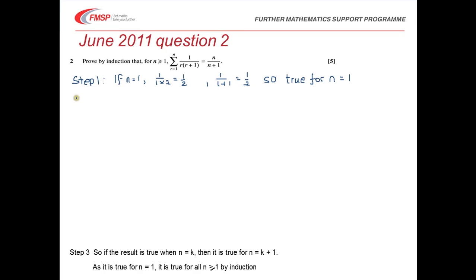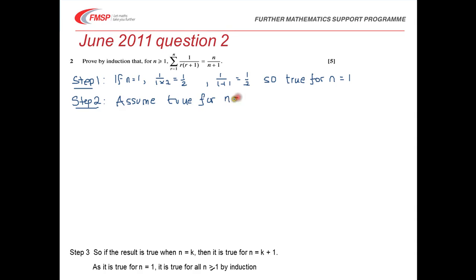We now do step 2, which is often referred to as the inductive step, and this is the bit where we require perhaps the most working. So let us start by saying we assume that it is true for n equals k.